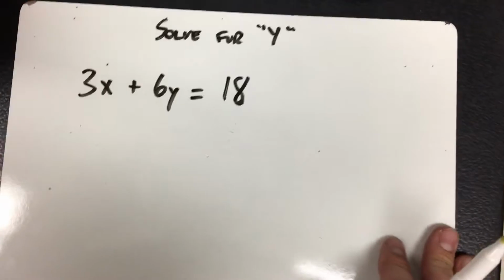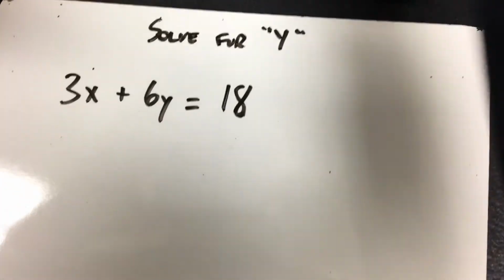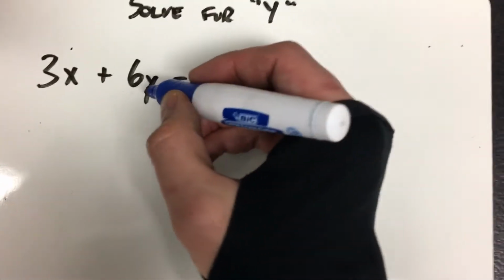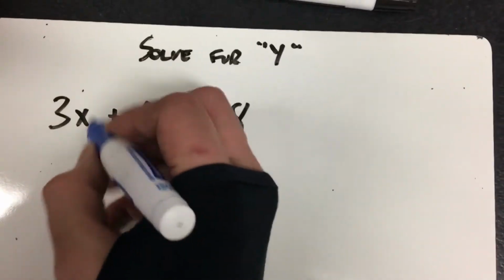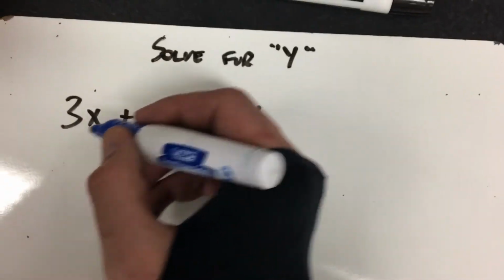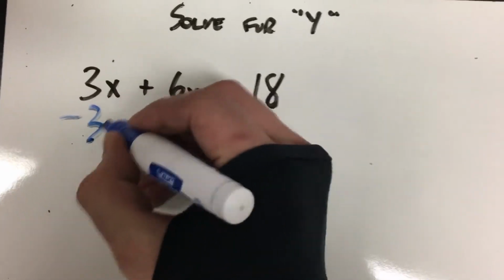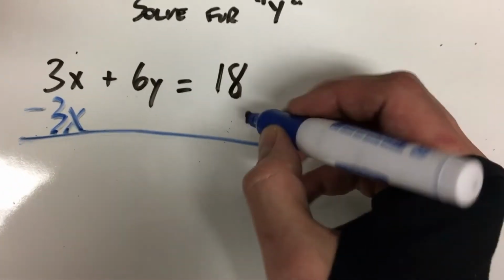All right, let me do another one. I'll do 3 of these, and then that should hopefully get you to a point where you feel comfortable doing them. I hope. Here's another one, solve for y. Okay, the y is being multiplied by 6. It's being added with 3 x's. So I'm going to undo these 3 x's. How do I make it equal 0? 3x minus 3x would equal 0.